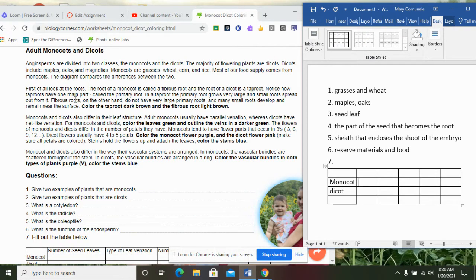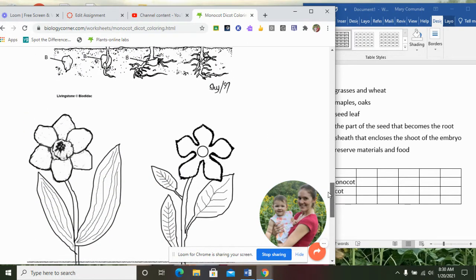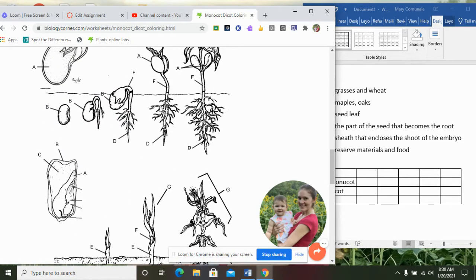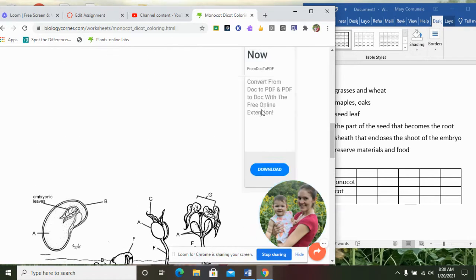First of all, look at the roots. The root of a monocot is called a fibrous root, and the root of a dicot is called a taproot. Notice how taproots have one main part called the primary root. In a taproot, the primary root grows very large, and the small roots spread out from it. Fibrous roots, on the other hand, do not have very large primary roots, and many small roots develop from and remain near the surface. And here are the root systems. You can see this is a taproot, has a big long primary root there. And the fibrous root doesn't really have a primary root, it kind of just all grows.